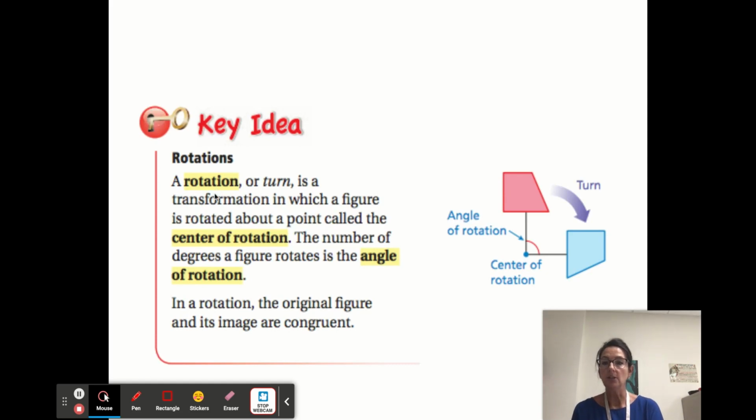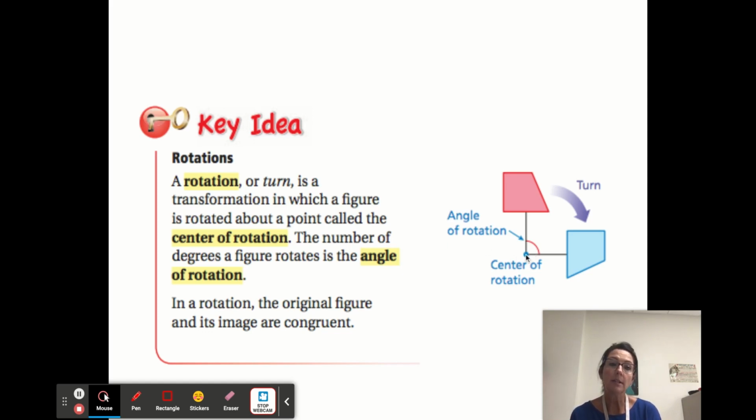All right, so rotation is a turn. It's going to rotate about a point. It's called the center of rotation. A lot of what we're going to be doing is using the origin as the center of rotation. And if we use the origin, we will have some special notation that we'll be able to use. And I'll get to that in just a minute. In a rotation, the original figure and its image are congruent. So that's important to understand.